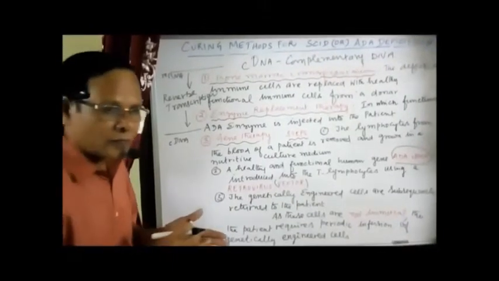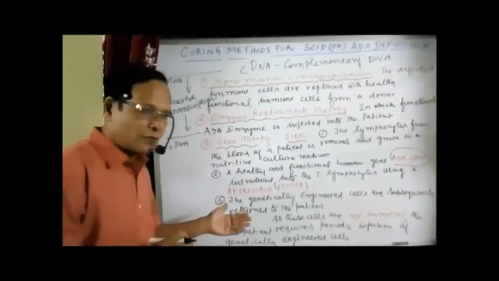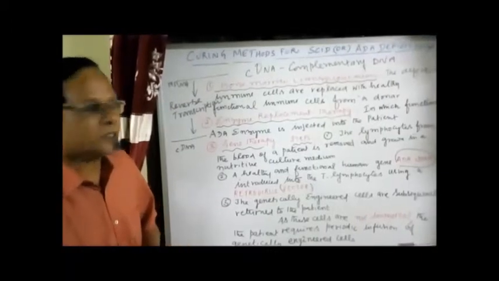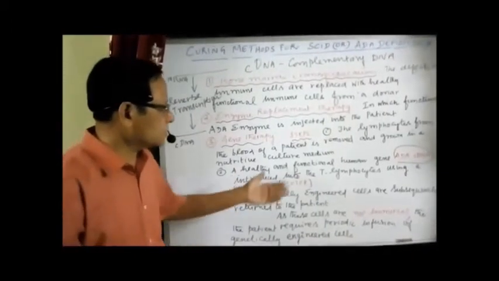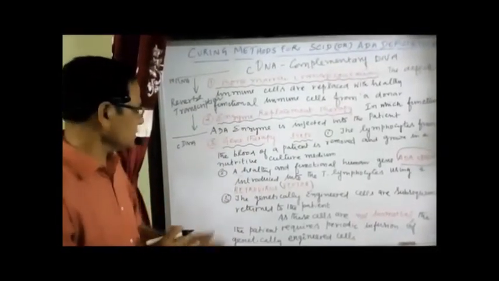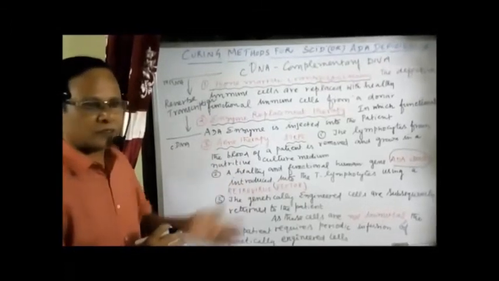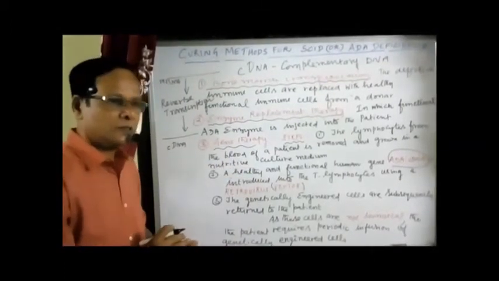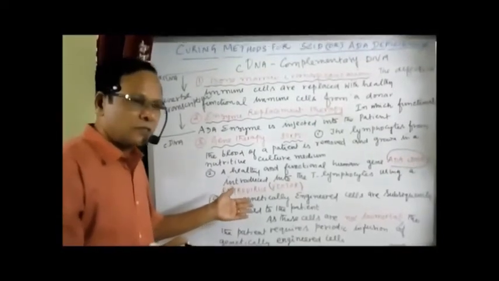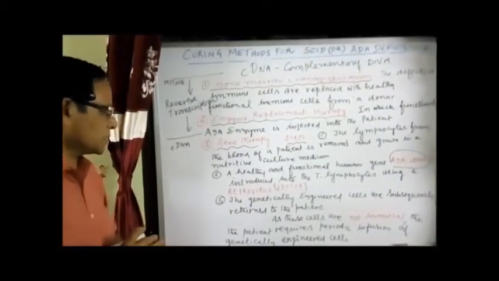Now all this is done outside the body of the patient. The cells which are formed as a result of this transfer are called genetically engineered cells. So the genetically engineered cells are subsequently returned back to the patient's body. These are the 3 major steps: isolation and culture, then introduction of the gene into the cells, and finally introduction of the genetically engineered cells into the patient's body. Okay, these are all the steps.